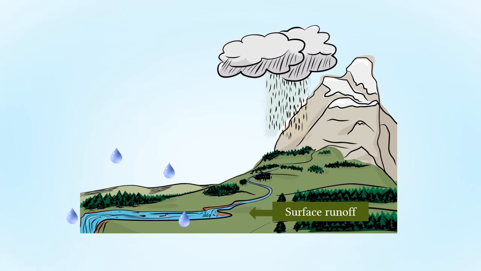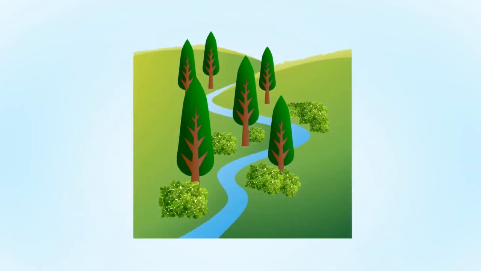It can flow into the stream or be absorbed by the soil. If it sinks into the soil, it can be absorbed by plant roots, or it can move into the groundwater flowing under the surface of the land. Eventually, groundwater will flow into a river or stream. Watershed ecosystems are important because they enable water to absorb nutrients and minerals and transport them to other ecosystems.